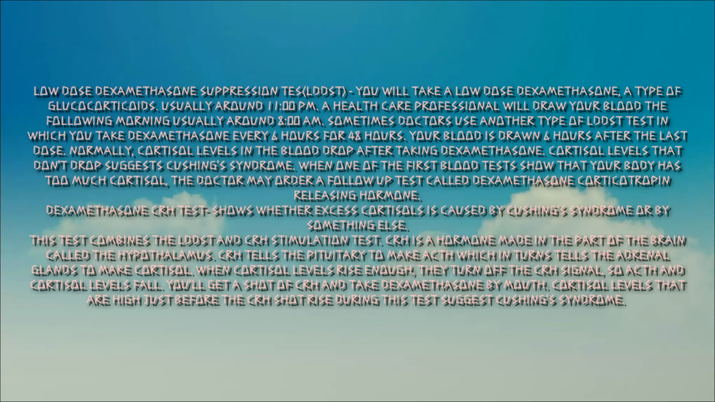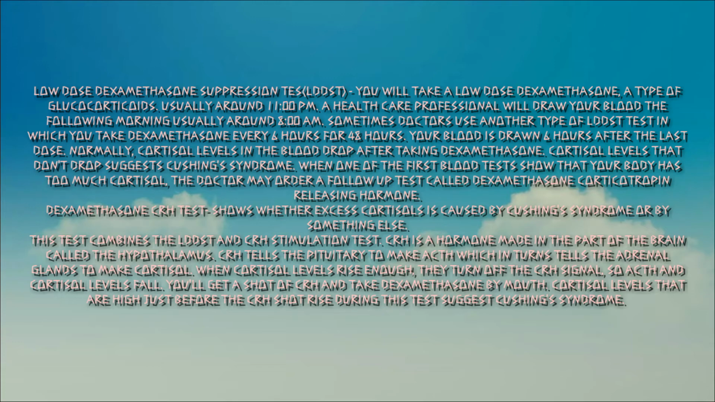Low-dose dexamethasone suppression test. You will take a low dose of dexamethasone, a type of glucocorticoid, usually around 11 p.m. A healthcare professional will draw your blood the following morning, usually around 8 a.m. Sometimes doctors use another type of LDDST in which you take dexamethasone every 6 hours for 48 hours. Your blood is drawn 6 hours after the last dose. Normally, cortisol levels in the blood drop after taking dexamethasone. Cortisol levels that don't drop suggest Cushing syndrome.